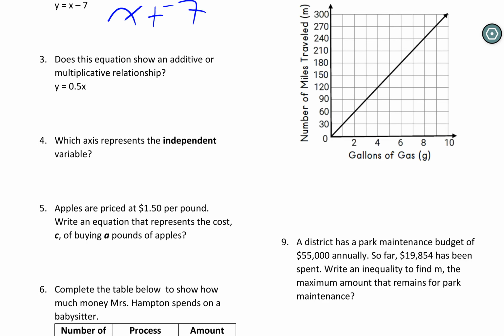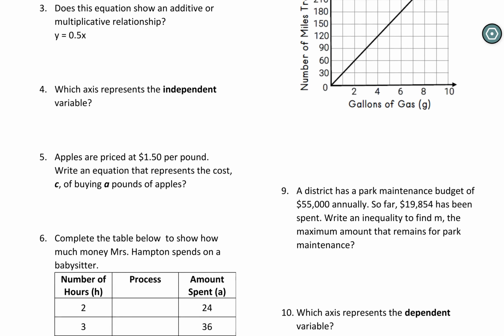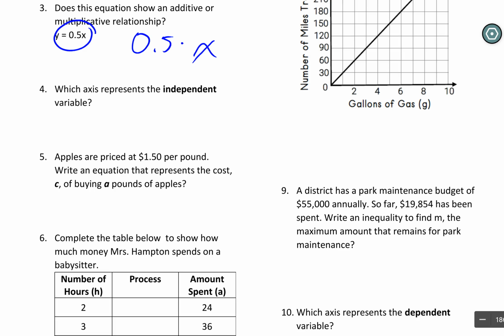Number 3, I have 0.5 times x, or half x, or 5/10 x, and again, since 0.5 or 5/10 is my coefficient, it's the number in front of x, it's the number being multiplied by x. So I have half times x, and so this will be multiplicative.